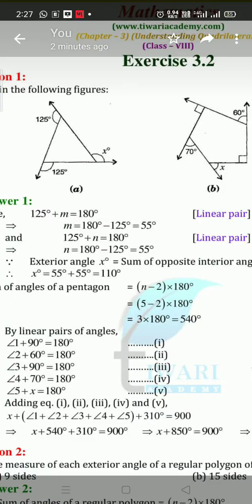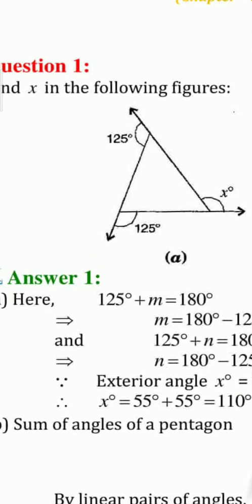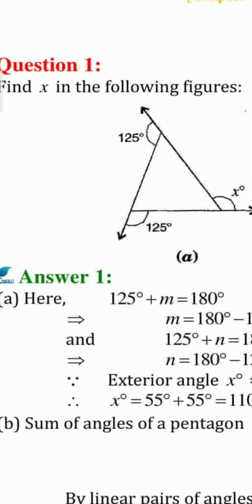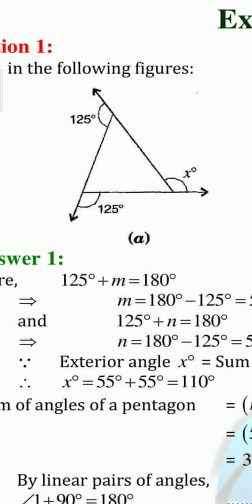Hi kids, so let's start with chapter 3, exercise 3.2. You can see the figure over here. We have to find the value of x, and you can see two exterior angles are given and the third exterior angle you can find. There are two ways of finding the value of x.